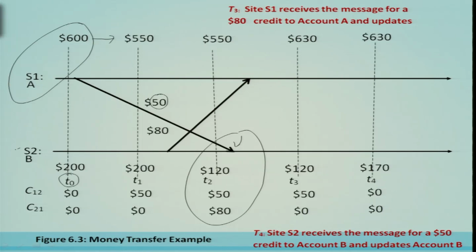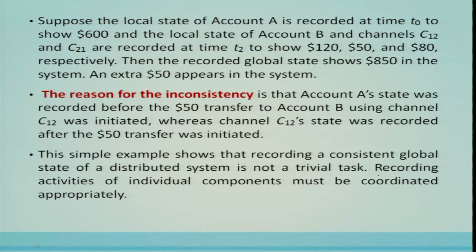At S2, before time T3, site S1's transfer message was received and being updated. Now at time T2, site S2 receives the message to transfer 50 to credit this particular account. So now we can see here, let us say the local state of A is recorded at time T0 and it shows that A is 600, and then the local state of B is recorded and that shows that B has 120, and the channel states are C12 is 50 and C21 is 80.